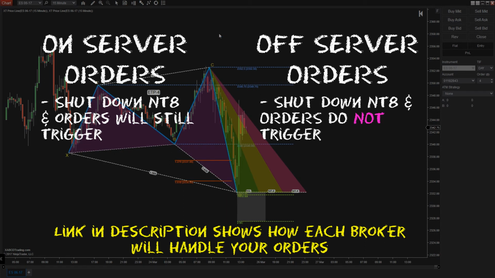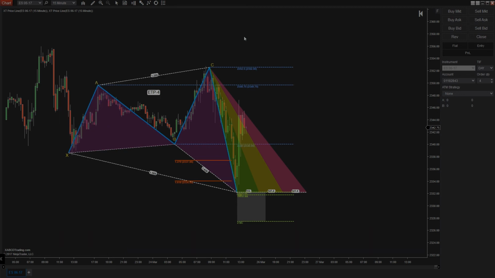Okay, so how do you know that your broker supports them, or if you need to keep your NT8 running in order for that order to execute? We got a table that has all the information there in a description, so check it out. The link is there, and you'll know exactly what to expect. As far as MetaTrader users go, I'm sorry, but you're out of luck. MT4 doesn't support mid orders, period.